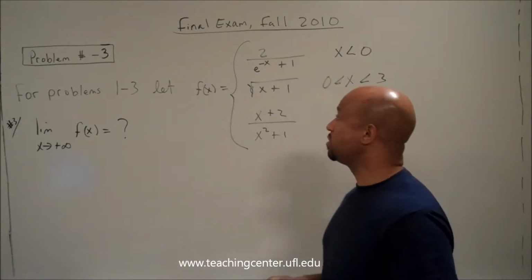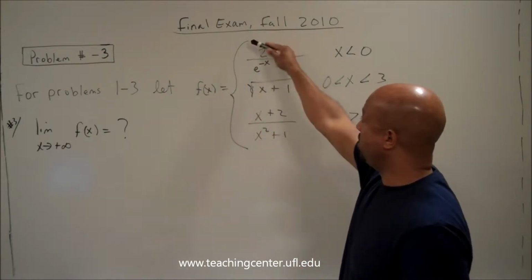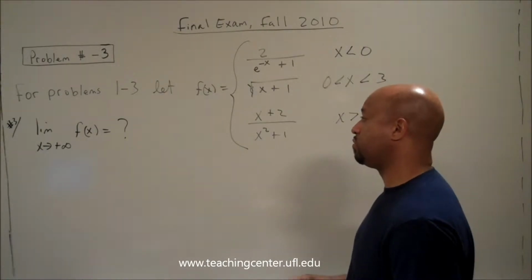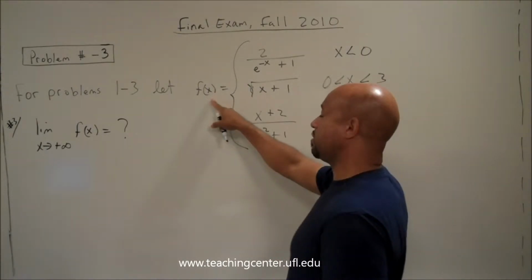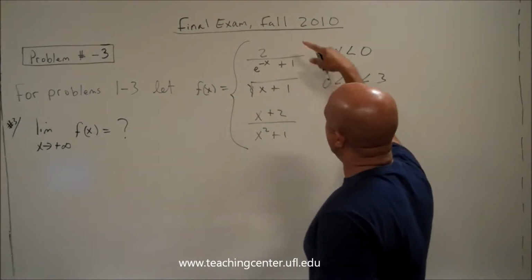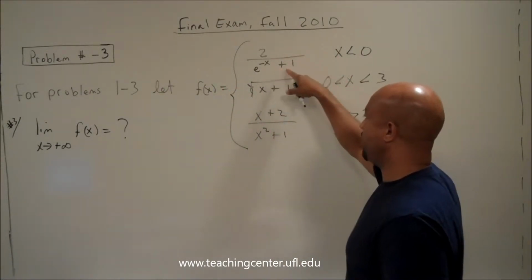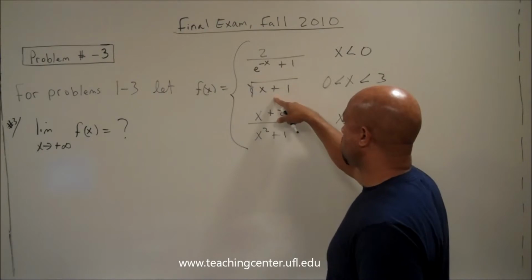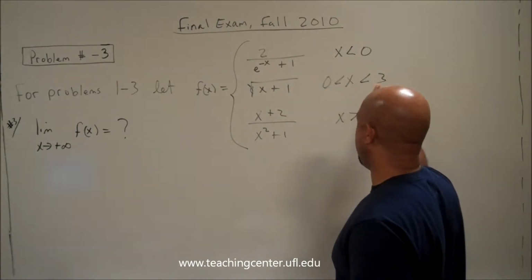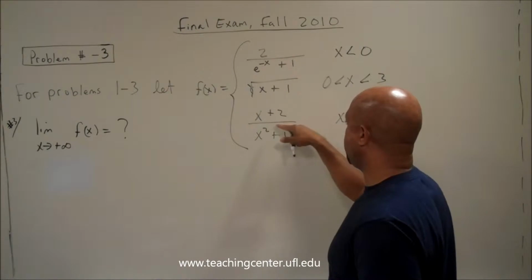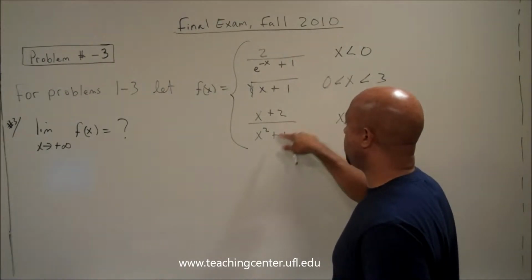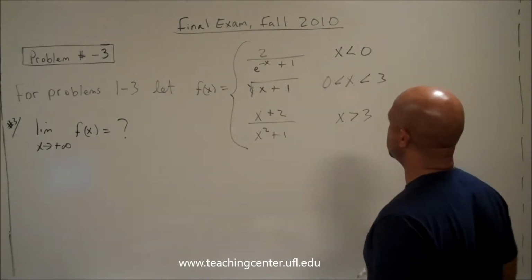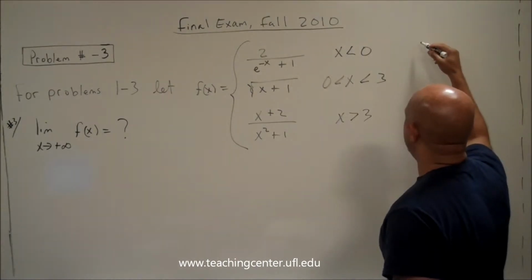Okay, I'm going to work through the solution for problem number 3 for the final exam for fall 2010. For problems 1 through 3, it states: let the function f of x equal 2 divided by e to the negative x plus 1 for all x less than 0. Let f of x equal the square root of x plus 1 for x between 0 and 3. And let f of x equal x plus 2 divided by x squared plus 1 for x greater than 3. Looking at these constraints, we can define our intervals.